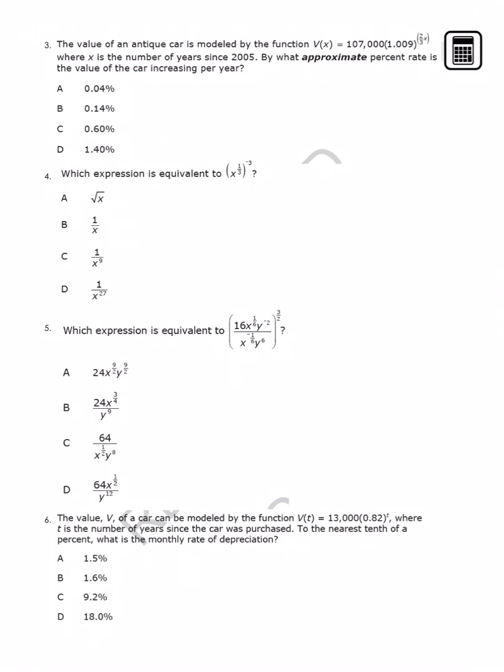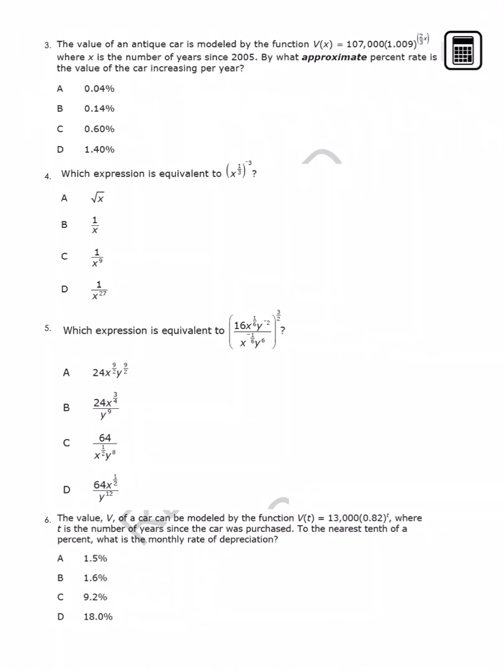Okay, diving into the next question, we have: the value of an antique car is modeled by the function v of x, which we can just go ahead and say is y, the price of the car, because that was your initial value. Remember, that's your y-intercept, what is being multiplied out front: 107,000 times 1.09, and then we have 2/3 to the x power.